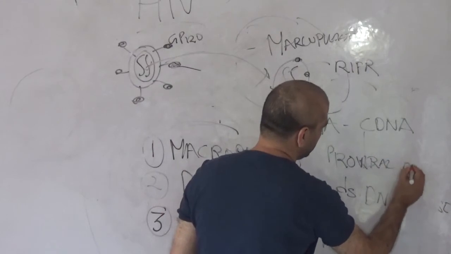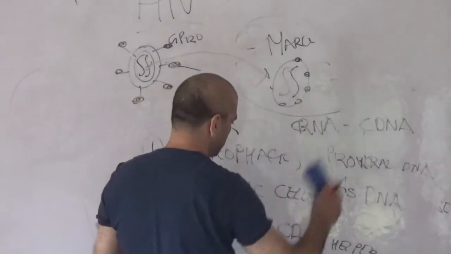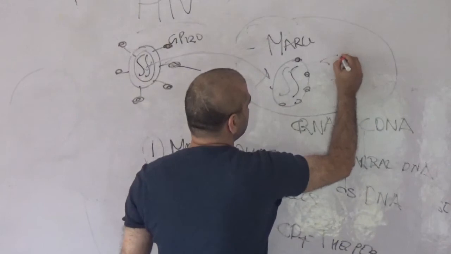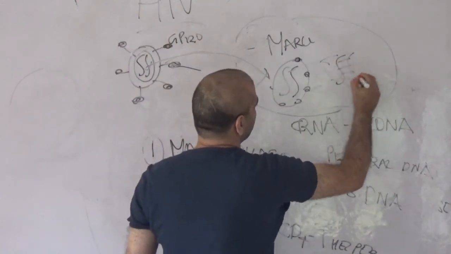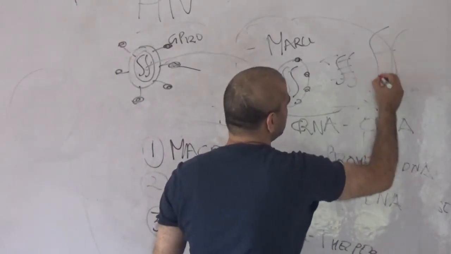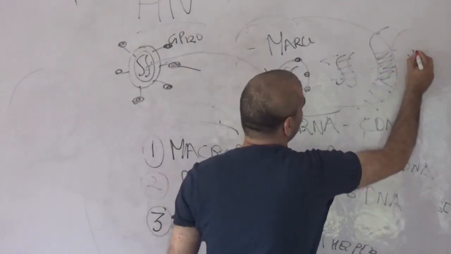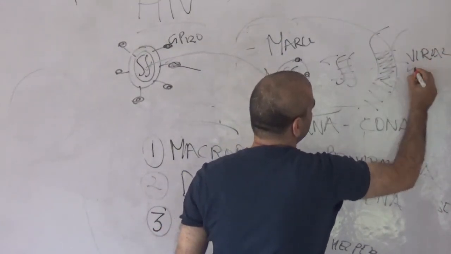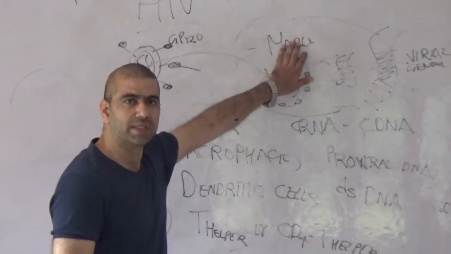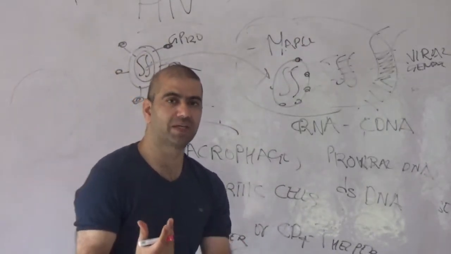Once it forms this proviral DNA, the double-stranded DNA will get integrated into the host genome. So this is the part where it gets integrated. This is the viral genome. So whenever the cell gets activated, I mean the macrophages, when will they get activated? They will only get activated if they face an antigen or a bacteria.